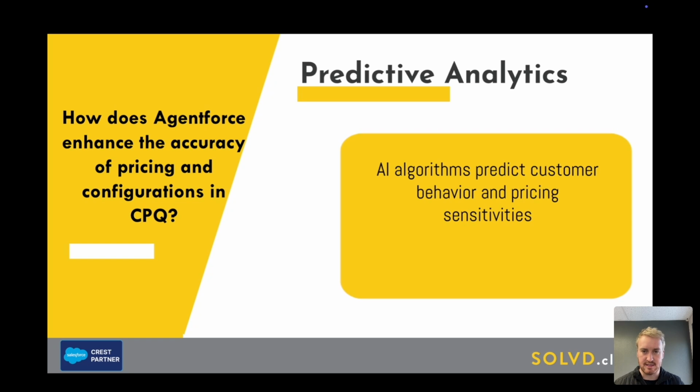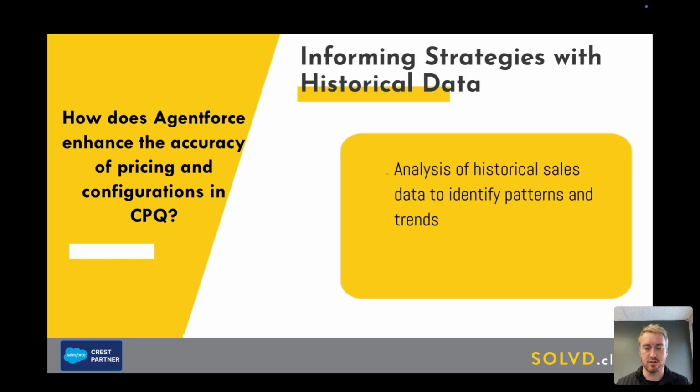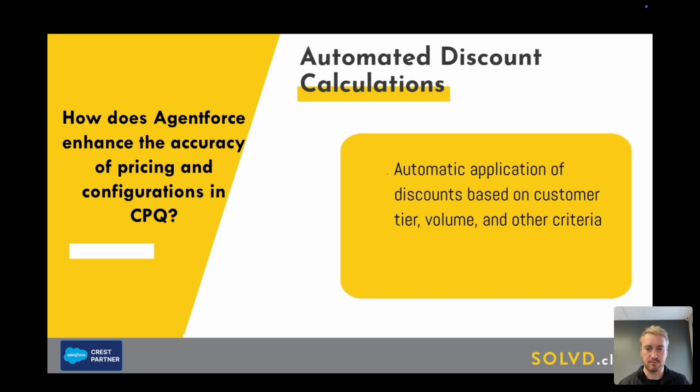This kind of goes on with the next slide as well, which is informing strategies with historical data. AI is able to look at data throughout your entire Salesforce org, but specifically in CPQ, it's able to look at historical sales, and it's going to identify patterns and trends of all of your opportunities, your contracts, your quotes, and it's going to let your sales users know, hey, these are the places that could use improvement. This is when deals tend to work. This is when deals tend to not work. It's able to create a higher efficiency of your sales users because they know the things that they need to adjust on.